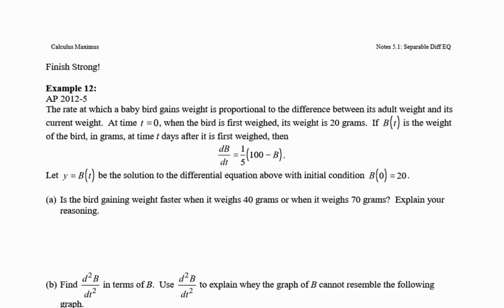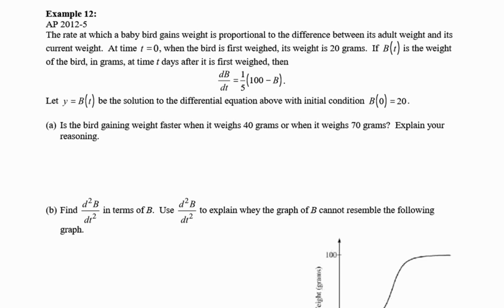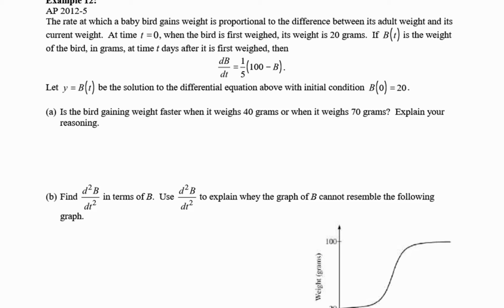Okay, last example, example 12. We're going to finish strong here. This was on the 2012 AP exam. All right, the rate at which a baby bird gains weight. So you got to think of a nice little baby bird as you're doing this problem. The rate that it gains weight is proportional to the difference in weight. So that's good, because then we know we're working with that kind of equation.